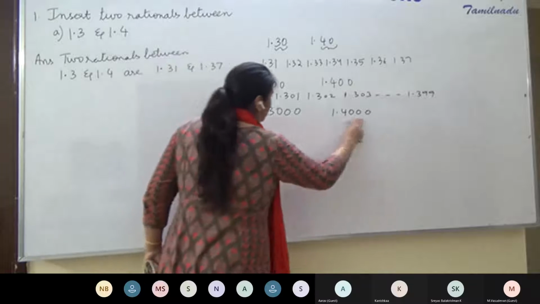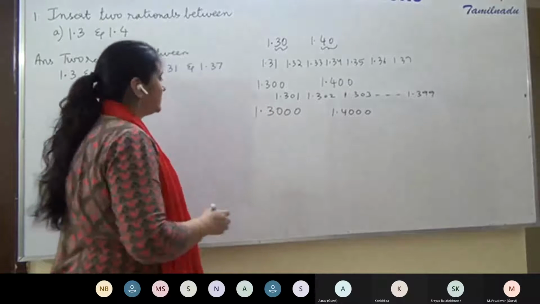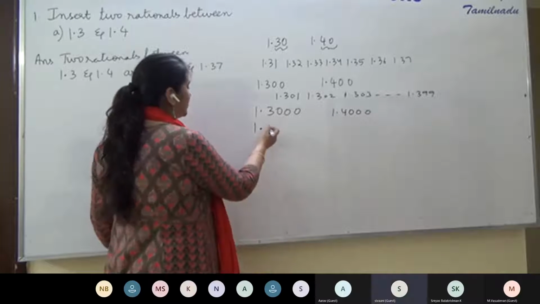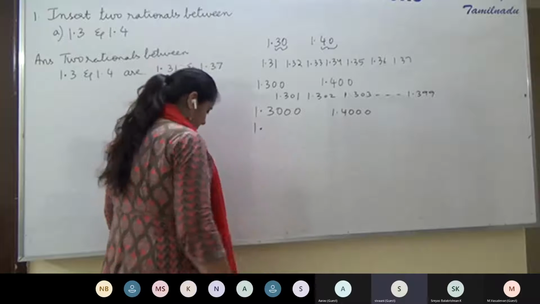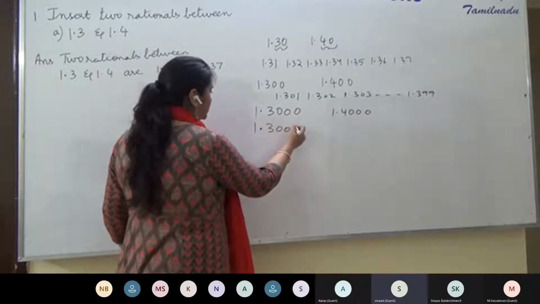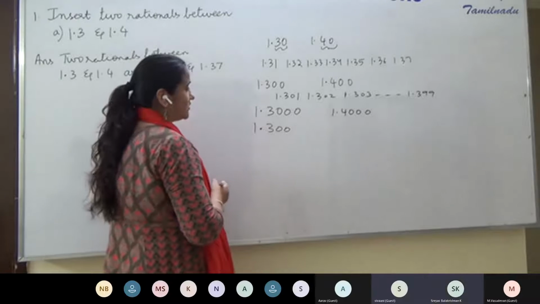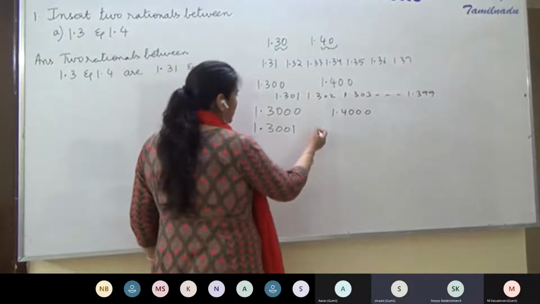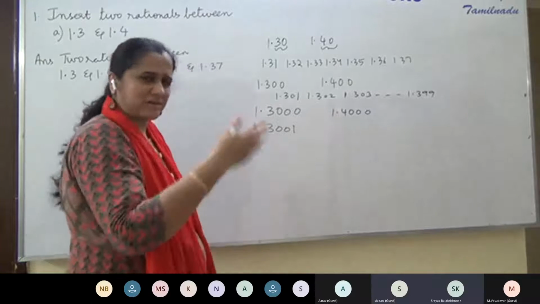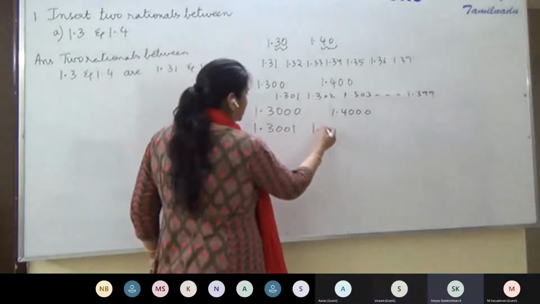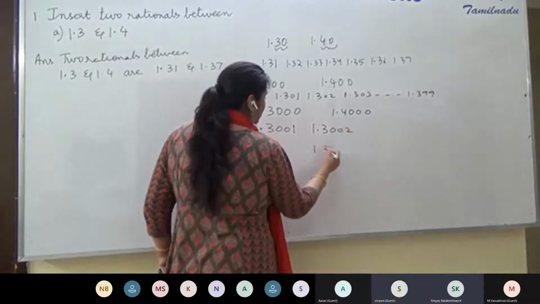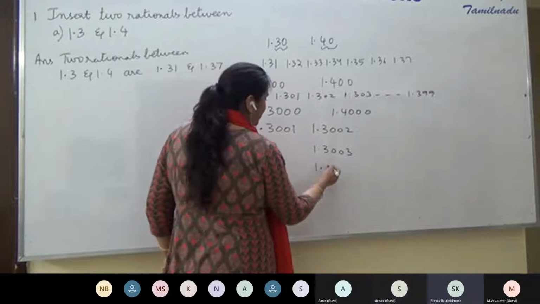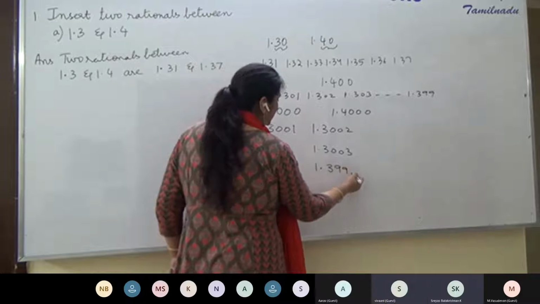So now this is 3,000 and 4,000. Now tell me, children, what can I write? 1 point. Yes, I want the answer from you. 1.3000? 3001, 1.3001. Okay, then say randomly. 1.3002, 1.3003, 1.3004, 1.3005. It goes on till 1.3999. Very good, very good.